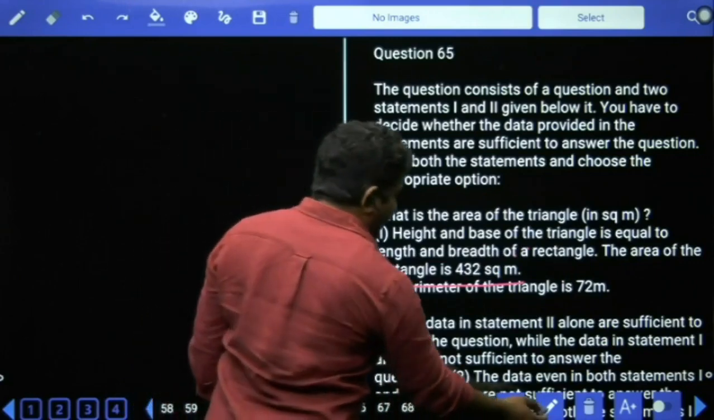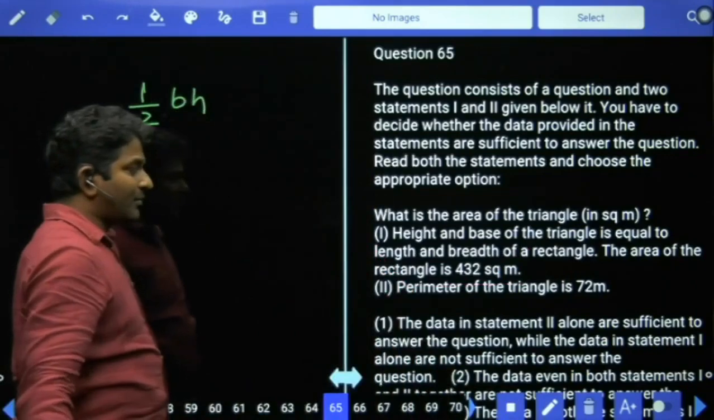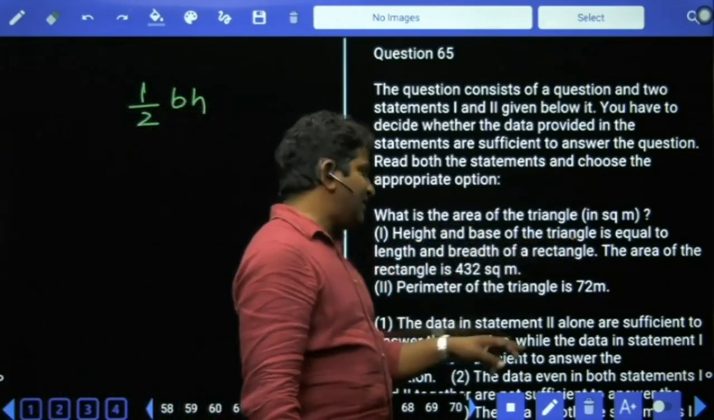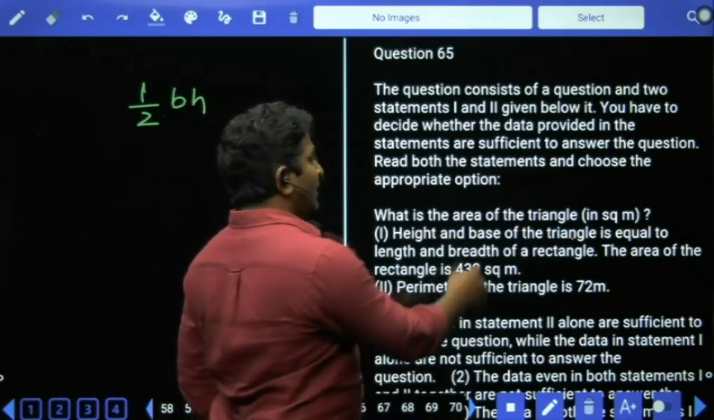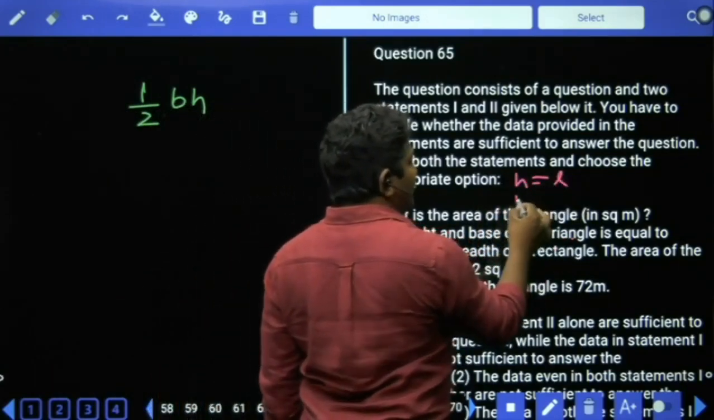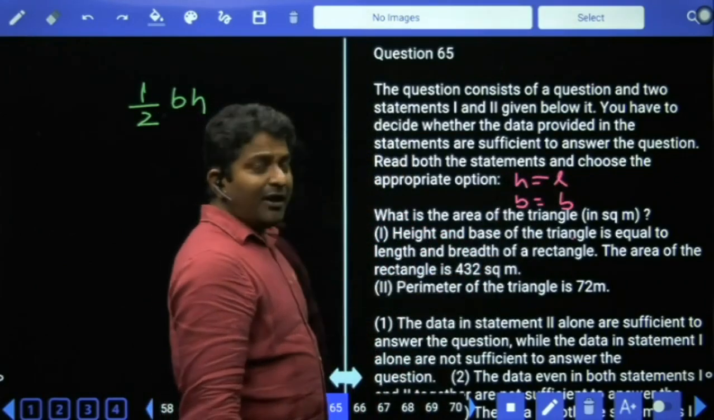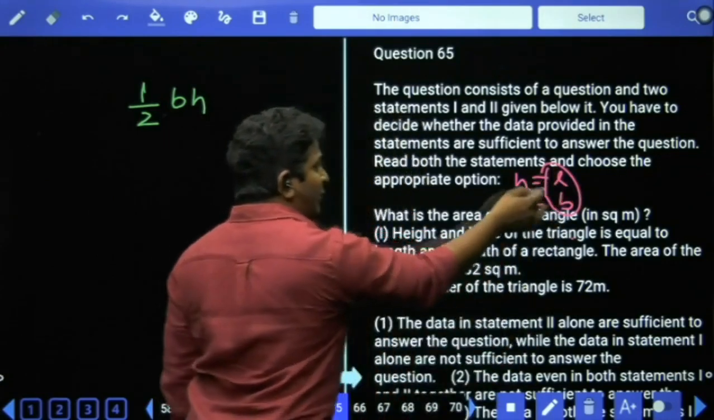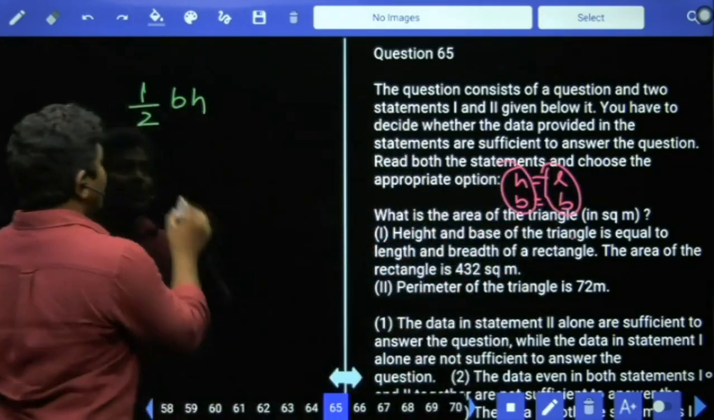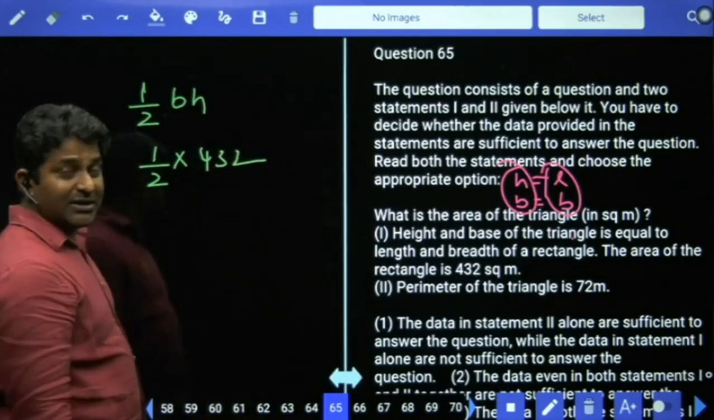What is the area of the triangle? Area of the triangle is equal to half BH. Height and base of the triangle is equal to length and breadth of the rectangle, whose area is 432. If h is equal to length and the base is equal to breadth of the rectangle, area of the rectangle is given, 432. That means L into B is given. L into B can be treated as base into height. So that is half into 432. That is what our answer.